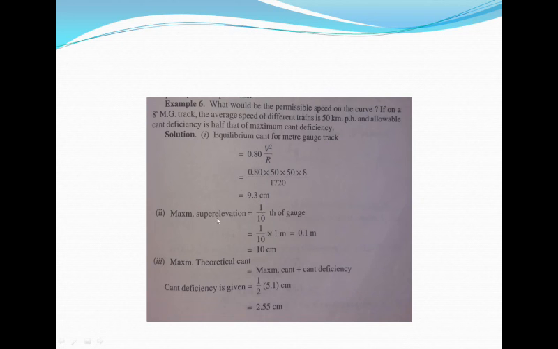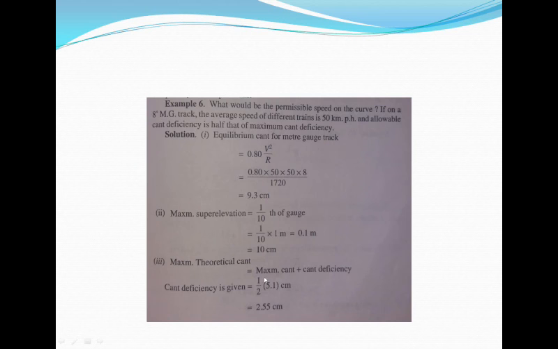The maximum super elevation is equal to 1/10 of the gauge. In this case, the gauge is a meter gauge. We know that the measurement of a meter gauge, the distance between the two rails, is about 1 meter. So I have considered the meter gauge as 1 meter. Hence, by substituting the values, I have got the maximum super elevation as 0.1 meters, that is equal to 10 centimeters.